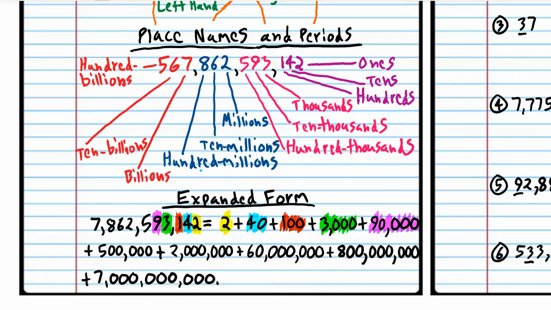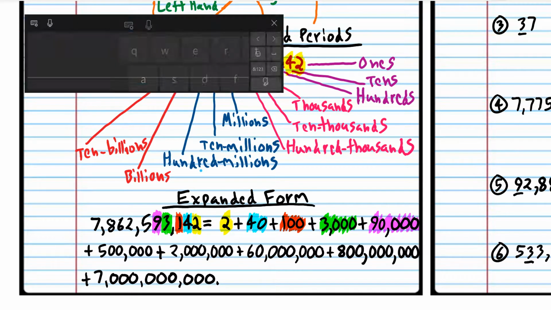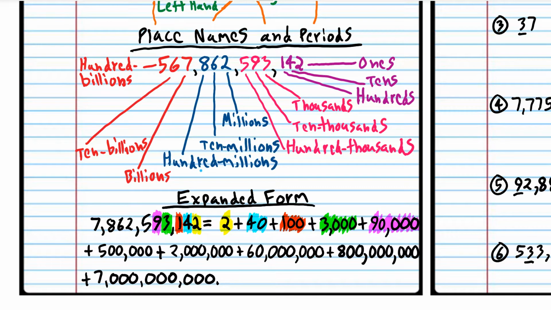So here's a really, really big number. This number here is 567,862,593,142. Now, the 2 at the very end is in a particular position, and the 4 is right next to it, and the 1, and so on and so forth. The position of these numbers determines the size of the numbers.